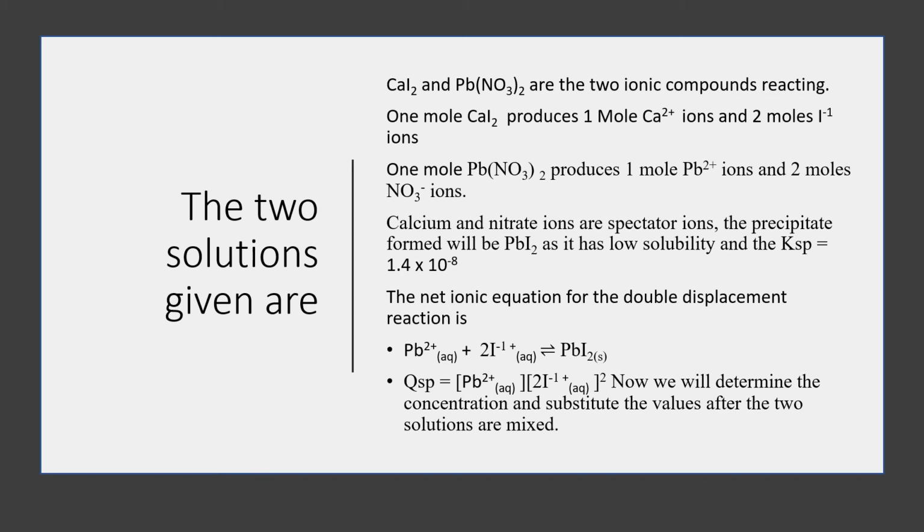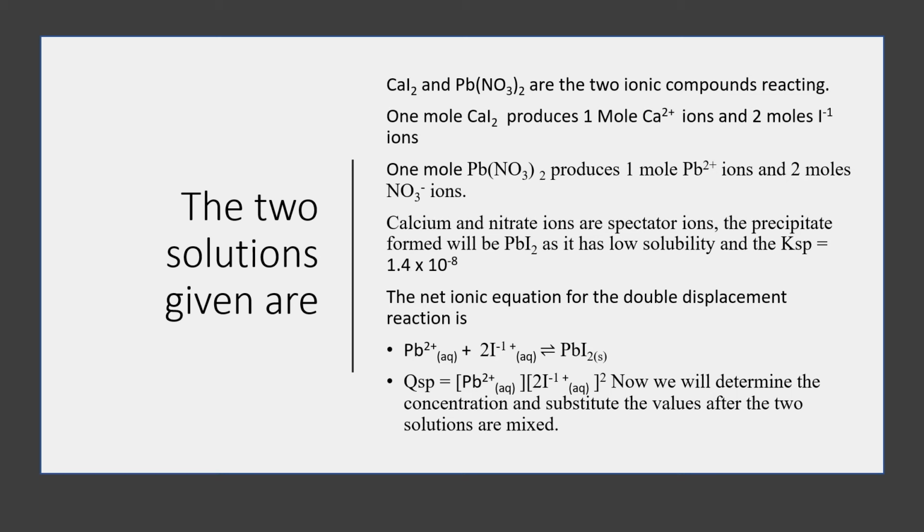Now, if you take 1 mole of lead nitrate, Pb(NO3)2, it produces 1 mole of Pb2+ and 2 moles of nitrate. In this case, we are interested in the concentration of lead ions and iodide ions. So that's what we'll be looking for.